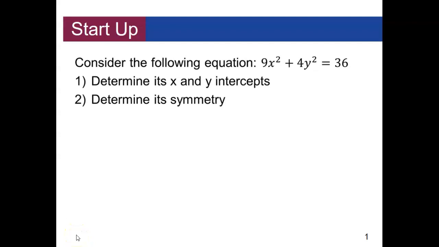I would like to start with a startup here. We don't do that every day, but I'd like to start with one. And this one is finding the x-intercepts, y-intercepts, and symmetry. So if you'll go ahead and try this and then check your answers.